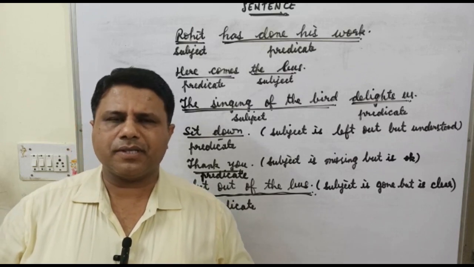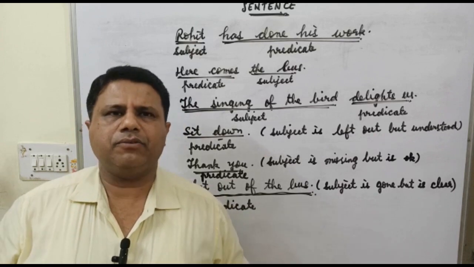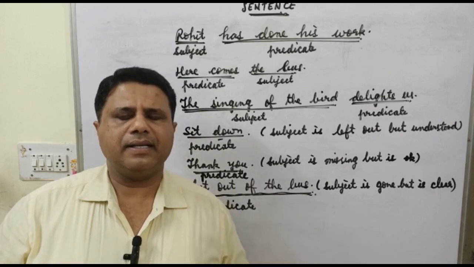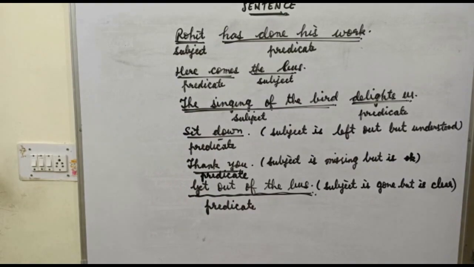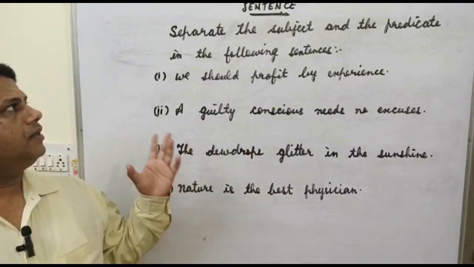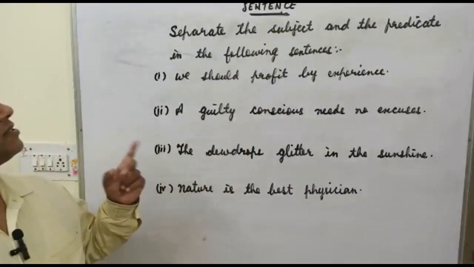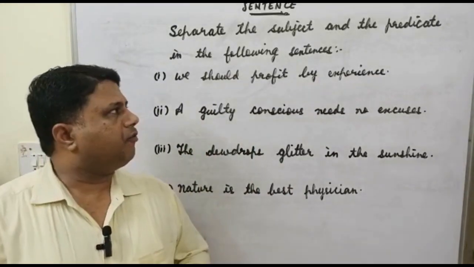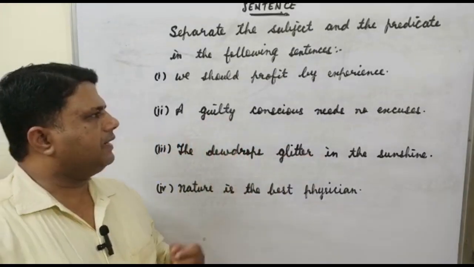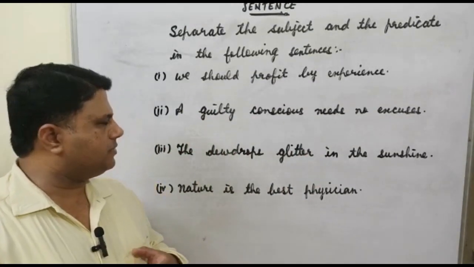Now I am going to give you some sentences. You will stop the video and try to solve the exercise on your own, and after that you can see the answers also. So here are the sentences. You have to separate the subject and the predicate in the sentence. So separate the subject and the predicate in the following sentences. You should profit by experience. A guilty conscience needs no excuses.